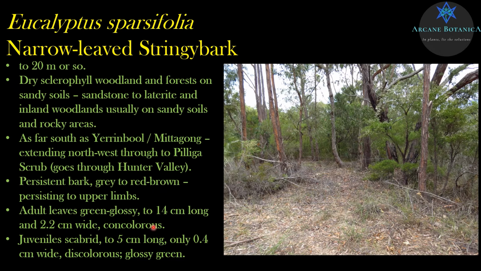Concolorus. Juveniles are scabbard to 5 centimetres long, only 0.4 centimetres or 4 millimetres wide. Discolorous glossy green. So again, we watch for that. Those juvenile leaves, we go, aha, brilliant. But again, I reckon I've seen juvenile leaves on sparsifolia that are a lot fatter than that. But that's my problem, and maybe I wasn't in what I thought was sparsifolia.